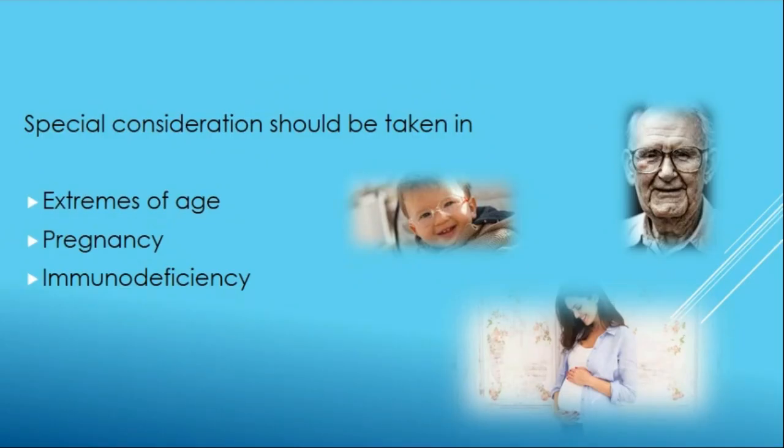Before that, you have to give special consideration to certain groups of people. Extremes of age, that's small kids and the old people, because they are not in a position to give a good history to you. Sometimes you really have to depend on your examination findings, not on the history.